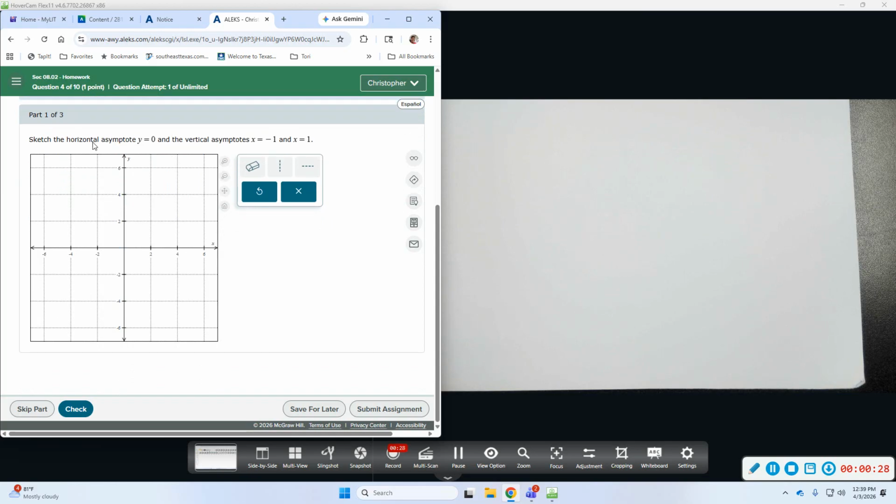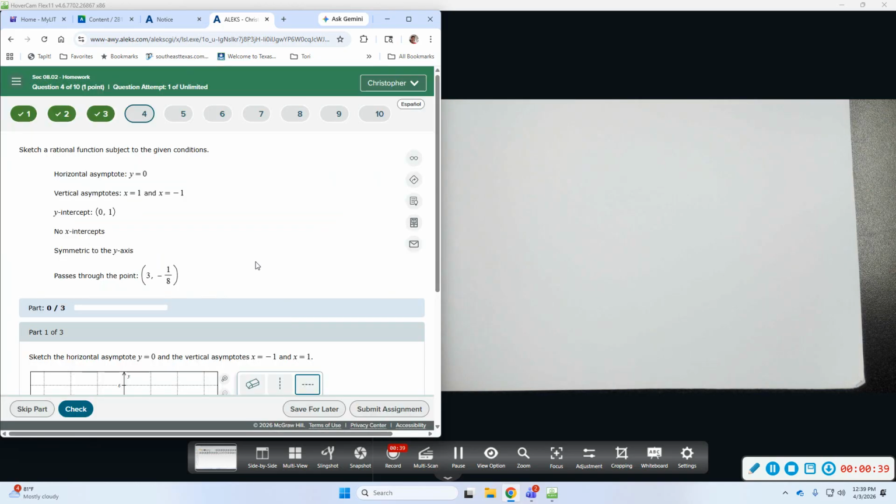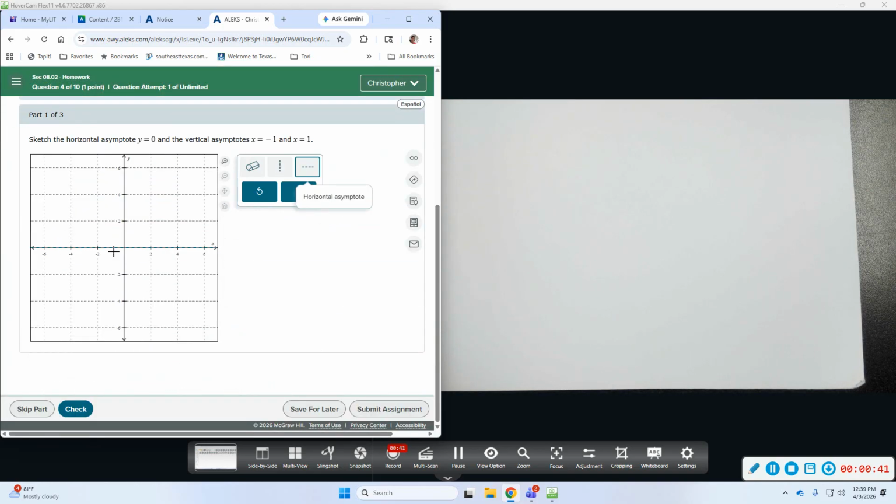So first, we're going to sketch the asymptote y equals 0 and the vertical asymptotes. All right, so horizontal asymptote y equals 0. So that's going to be just this dotted line. Horizontal asymptotes.